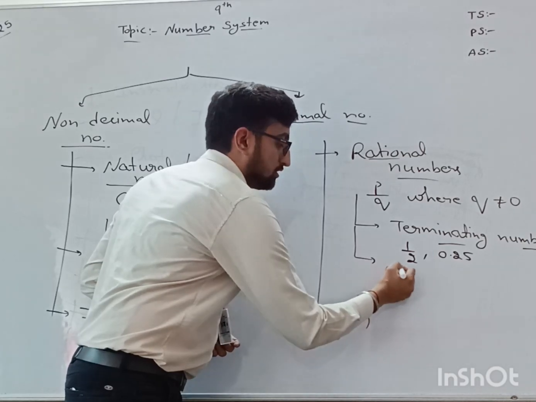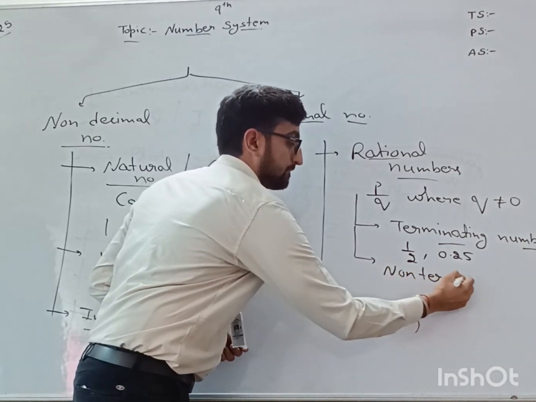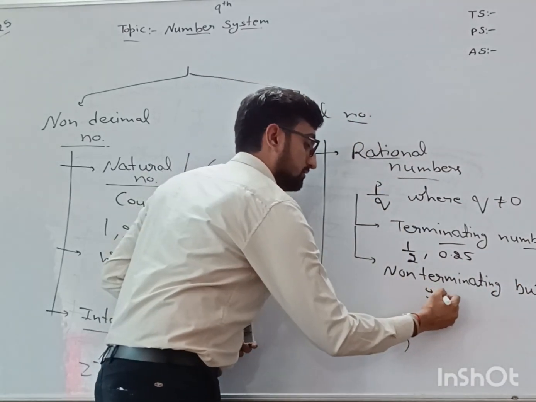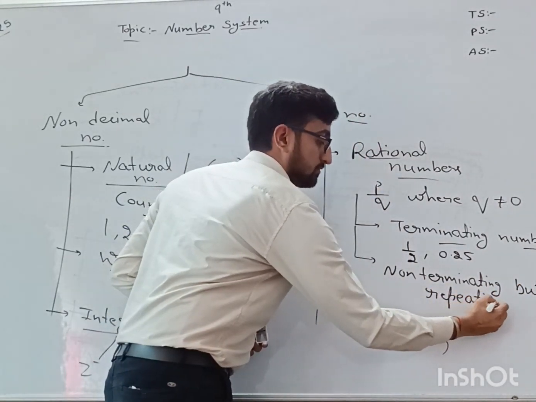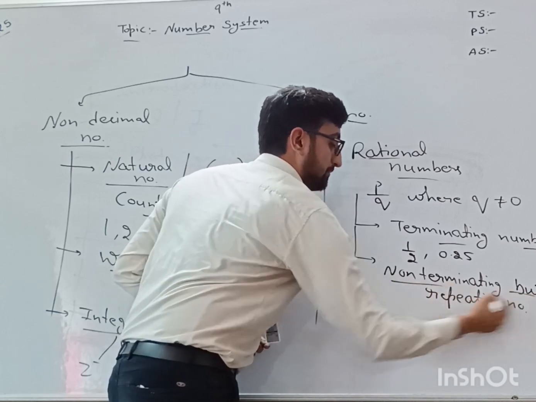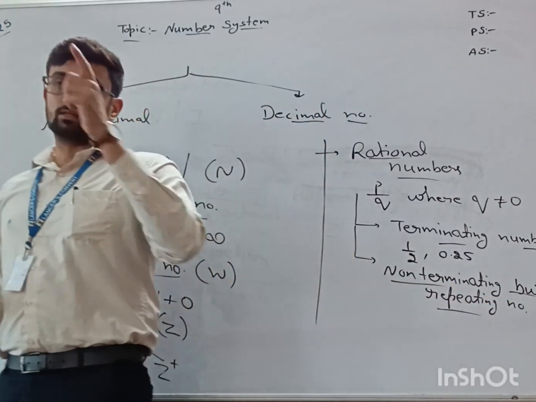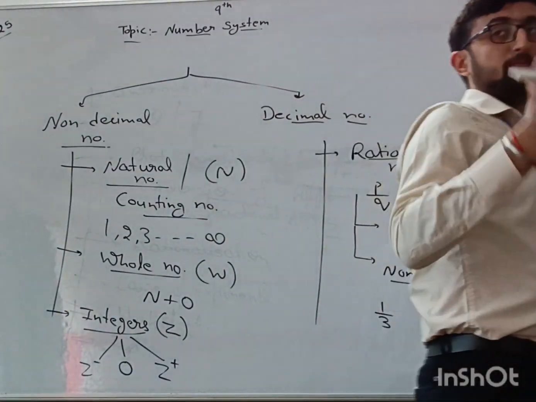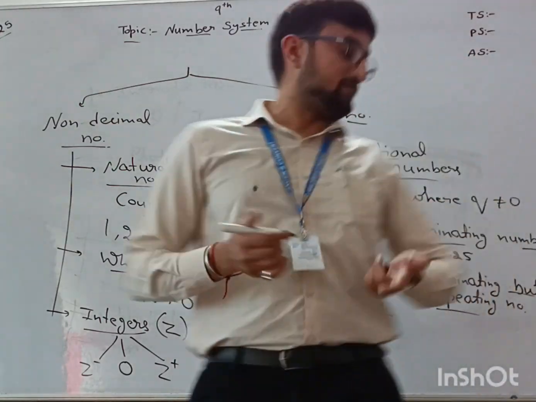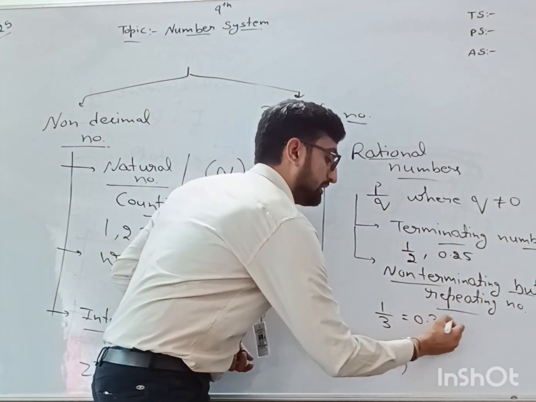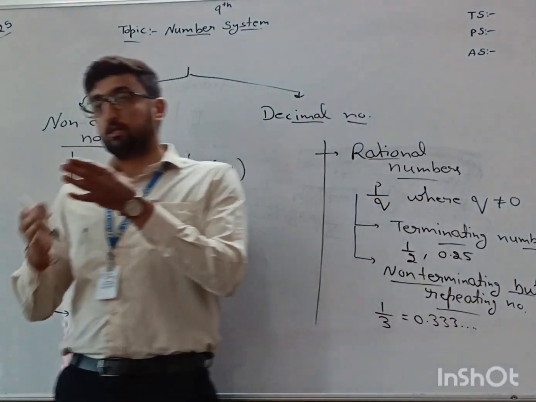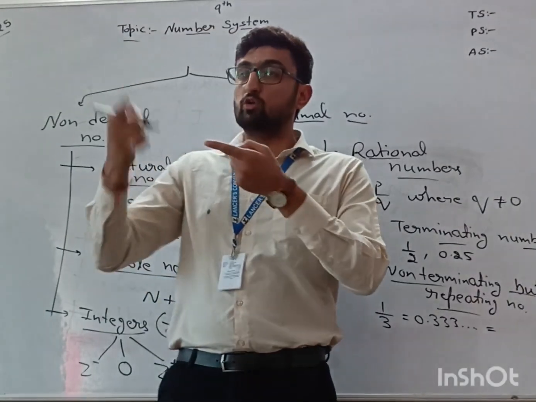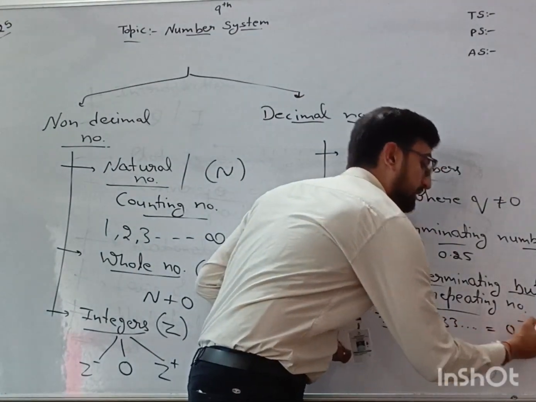The second type is non-terminating but repeating or recurring. Now what are non-terminating but repeating numbers? Let me take one example. We have 1 by 3. If I want you to solve 1 by 3 into decimal form, it is basically 0.333 and so on. After the point, 3 is coming again and again. We can write this continuous form as 0.3 bar.